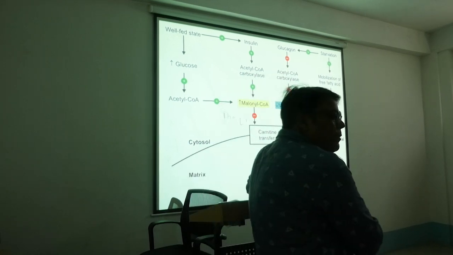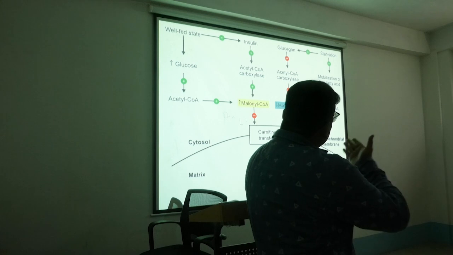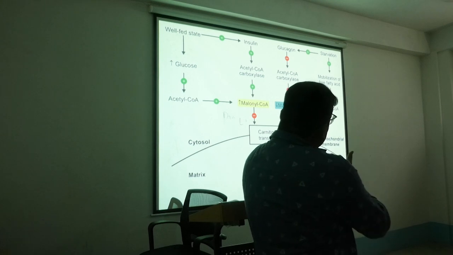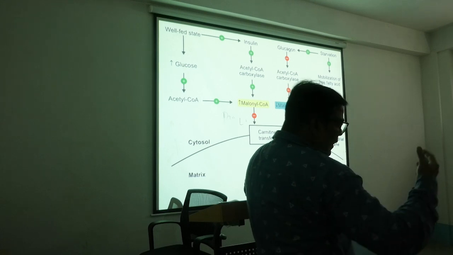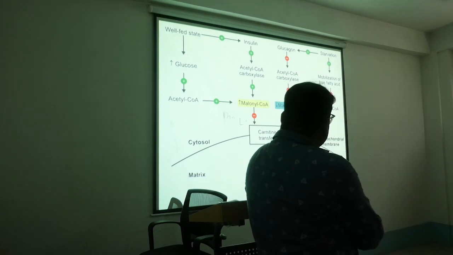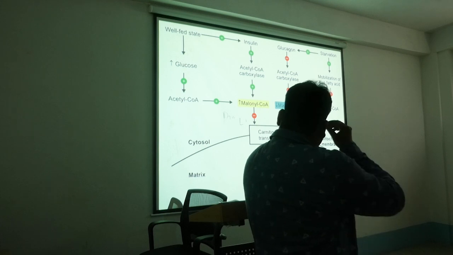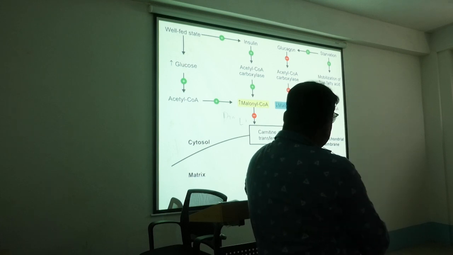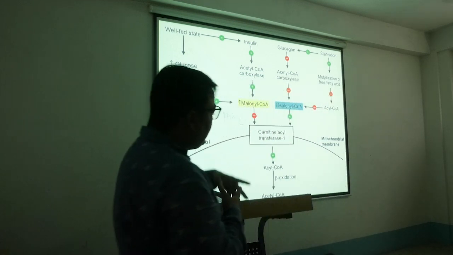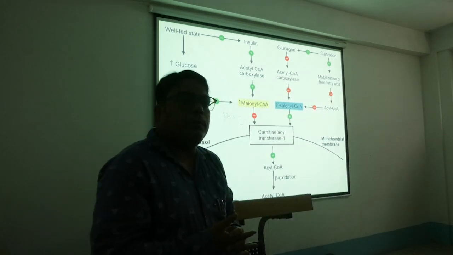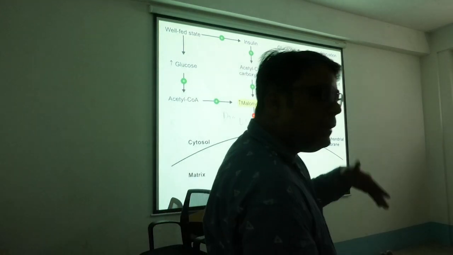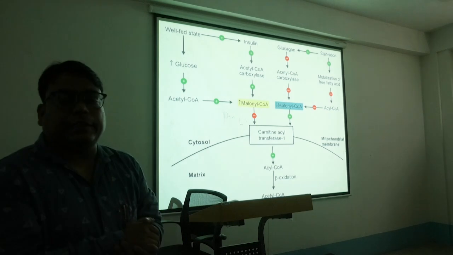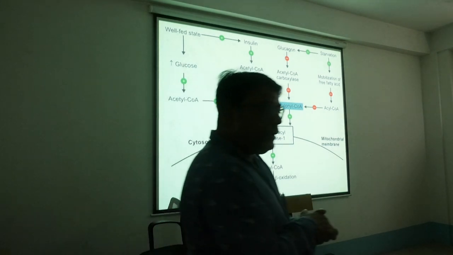starvation. In the starvation condition, glucagon is produced, and this reduces malonyl-CoA, so malonyl-CoA no longer binds up with the carnitine transferase, and the activity of carnitine transferase increases, and due to this the beta oxidation of fatty acid process is fast. Means this metabolic pathway can occur fast in the starvation condition.